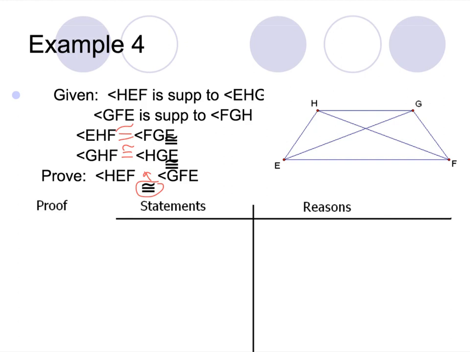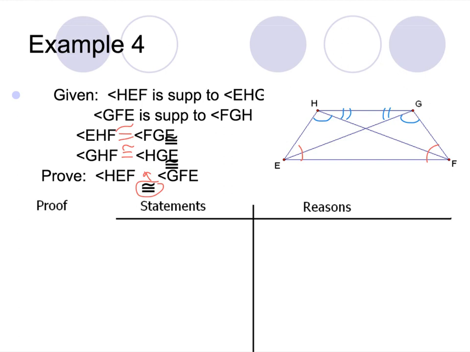So let's organize this a bit, all right? I'm going to put down my congruent parts first. So EHF and FGE, these two are congruent. And then we've got GHF and HGE. And I want to prove HEF, I'll put that in red, and GFE. I want to prove those two are congruent. They aren't congruent, but I'm going to prove that they are.